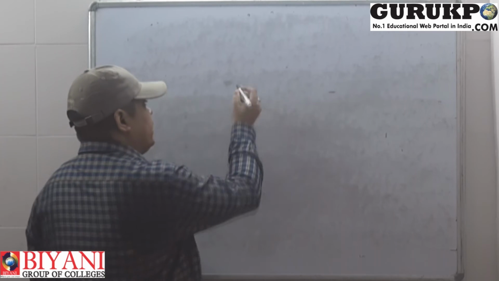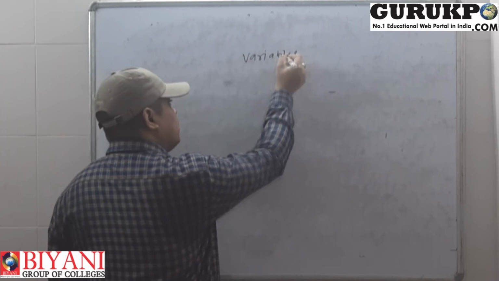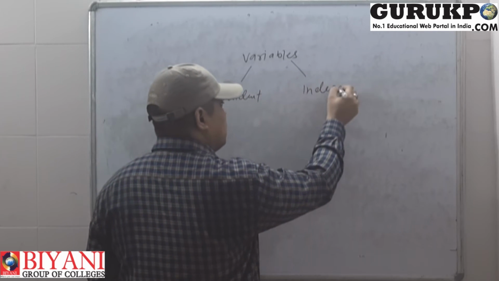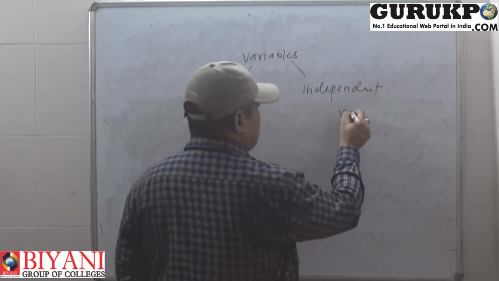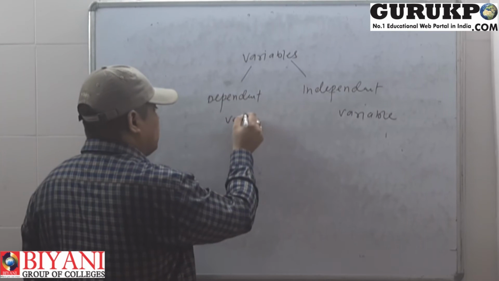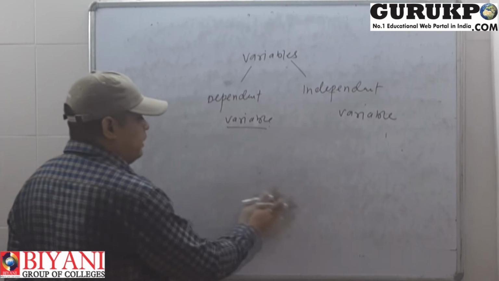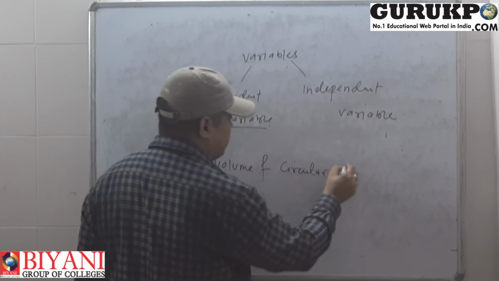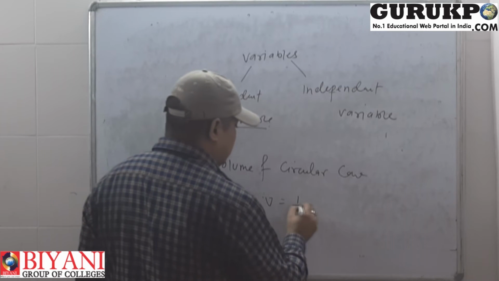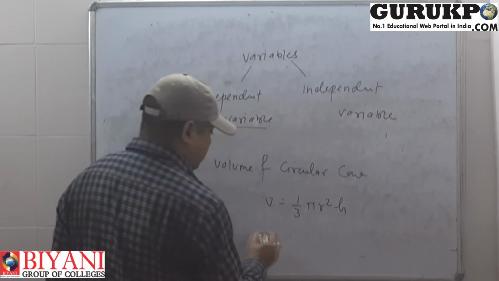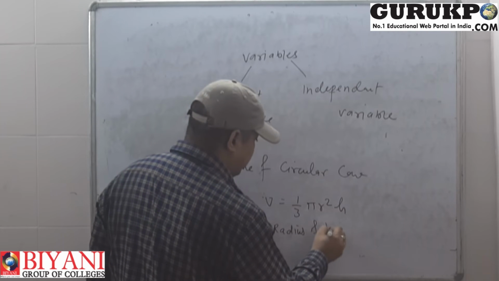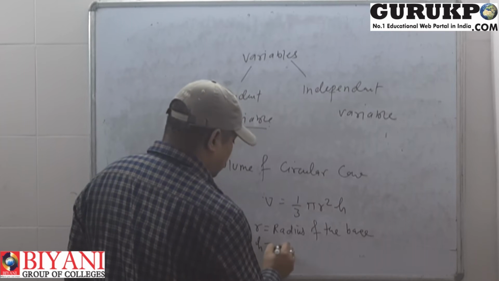Actually, students might have confusion about the dependent and independent variables. Basically, we have two kinds of variables: dependent variable and independent variable. Let us suppose the volume of a circular cone is given by V is equal to 1 by 3 pi r square h, where r is the radius of the base, h is the height.